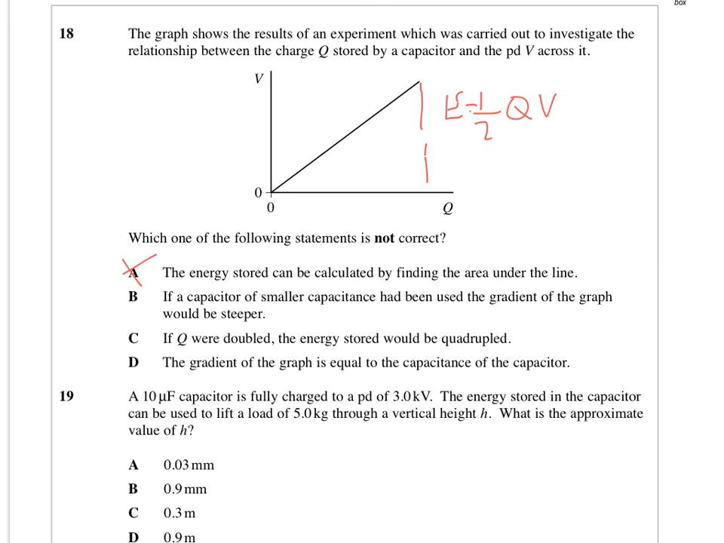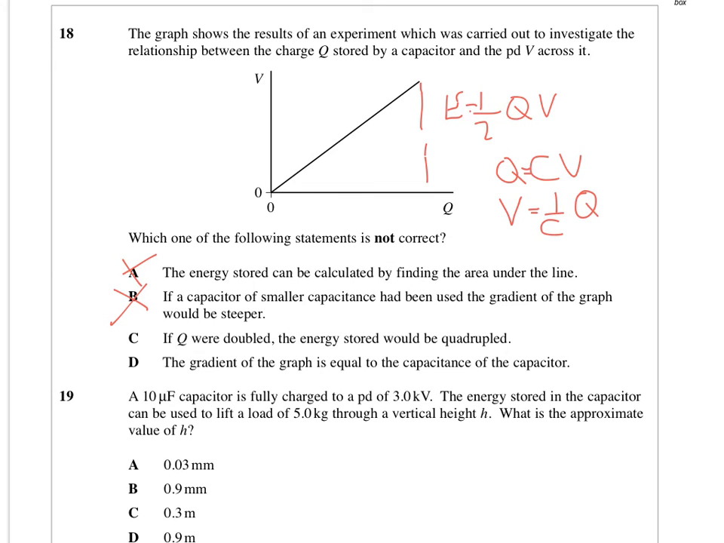Let's think about this. So we've got this equation here, or to put it in y equals mx plus c form for the graph that we've got, like this. So if the capacitor was smaller, the 1 over capacitance would be a larger number, so the gradient would be steeper, so that's correct. If Q were doubled, the energy stored would be quadrupled.